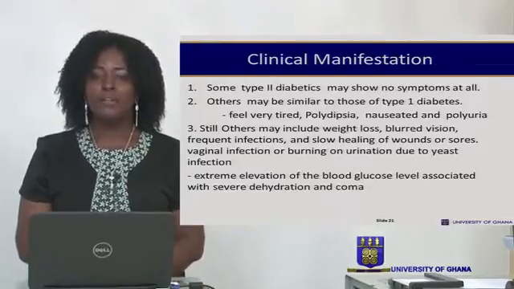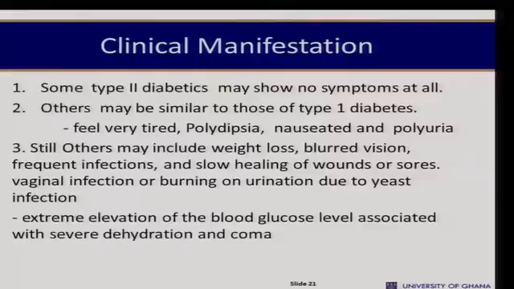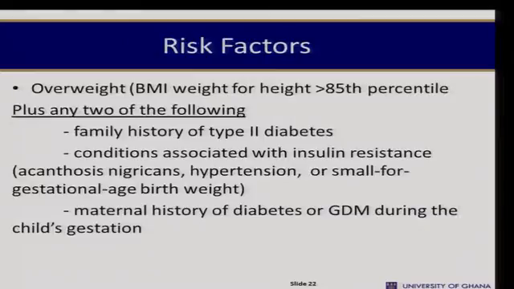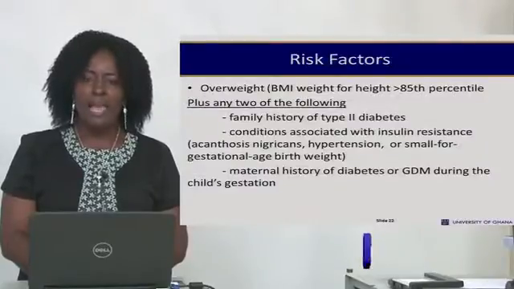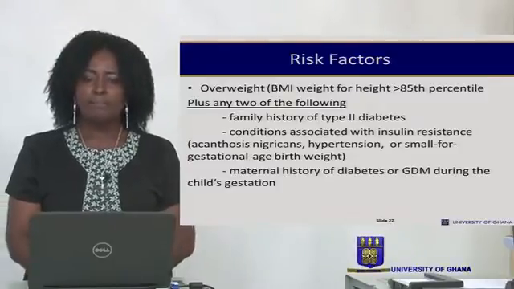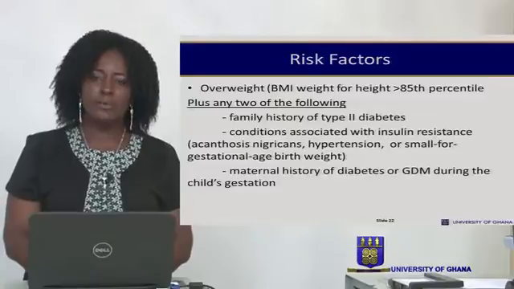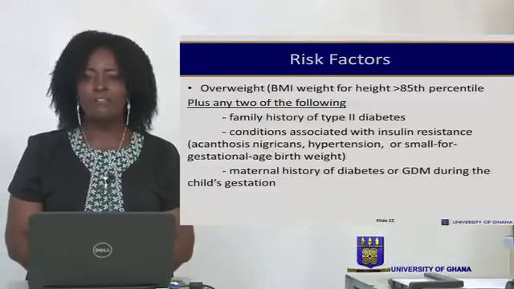And also, other children may exhibit high levels of blood glucose, which is usually associated with dehydration and may lead to coma, because sometimes diabetic ketoacidosis may set in. And some risk factors we have to consider in type 2 diabetes: we are saying that obesity is a key indicator. So when the child is overweight and the BMI, which is weight in kilograms over height in meters squared, when evaluated, is more than 85 or more than the 85th centile.